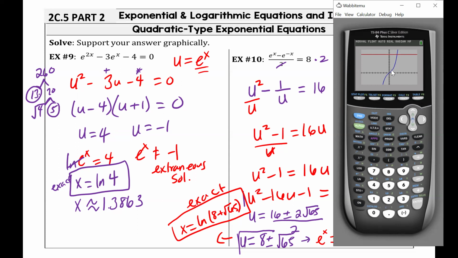Okay. So what do I press here? Second, trace, 5. You want this graph? Oh, you really want me to guess? Yes. And that would be your approximate value. So my approximate would be 2.7765.